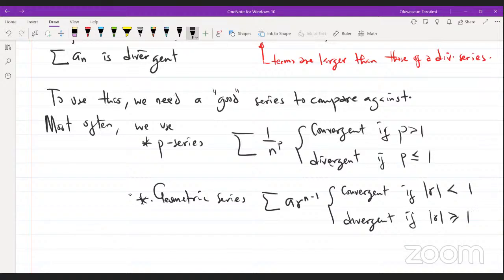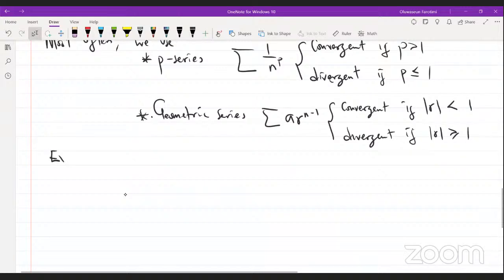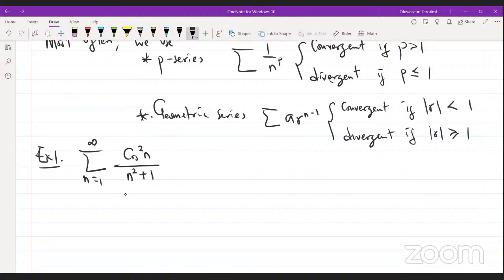Now at this moment we are good to do some very beautiful examples that can really help us. Example 1: the series with n from 1 to infinity of cosine squared of n divided by n squared plus 1.